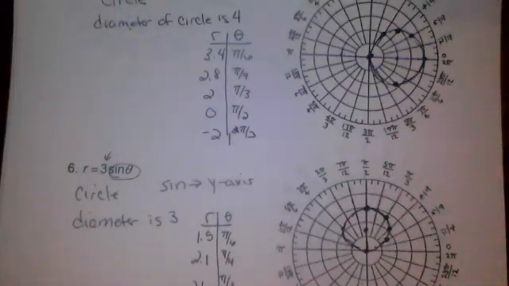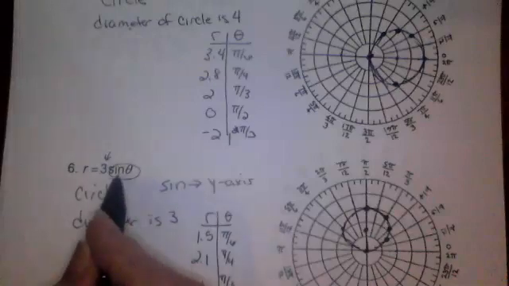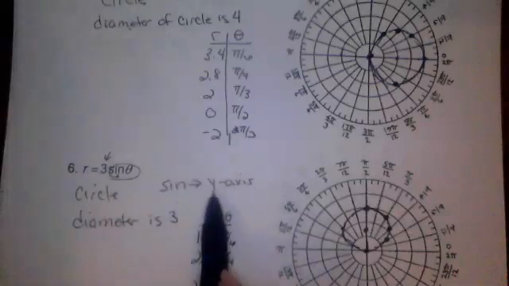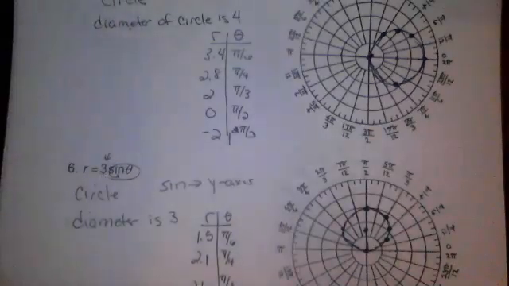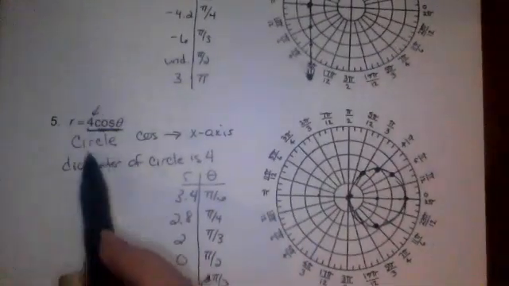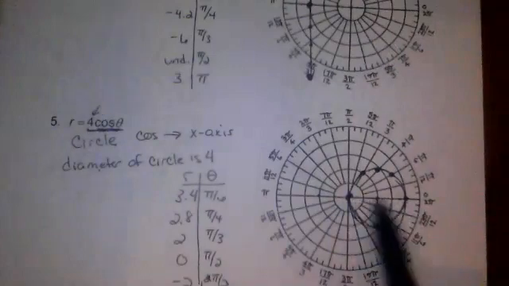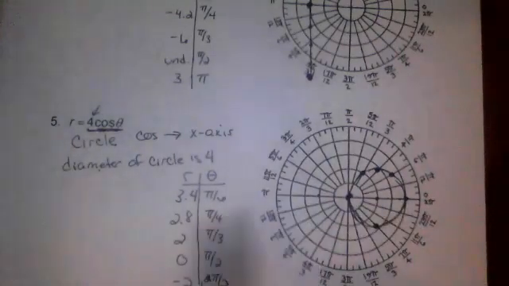So there we go. Sine is going to give us a circle going up on the y-axis. If this is a negative value, then it will go down on the y. Cosine is going to give us a circle on the x-axis, positive to the right, negative to the left.